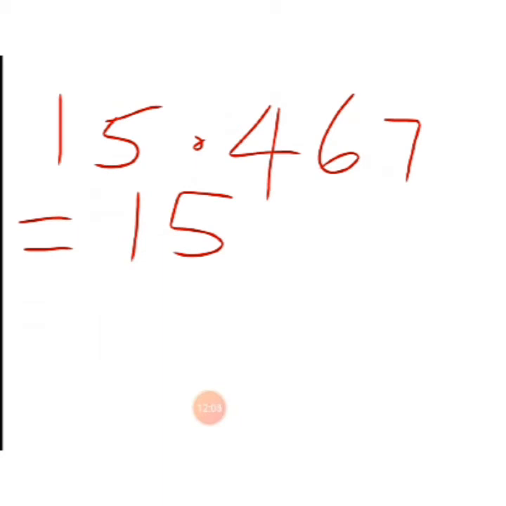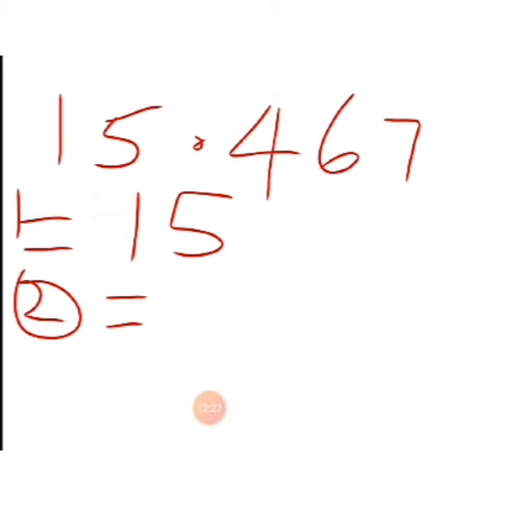Let's take approximate to 1 place of decimal as our number 2. This was number 1 question. Now let's see. Approximate 15.467 to 1 place of decimal. 1 place of decimal means the first number after the decimal point. And the first number after the decimal point is 4.